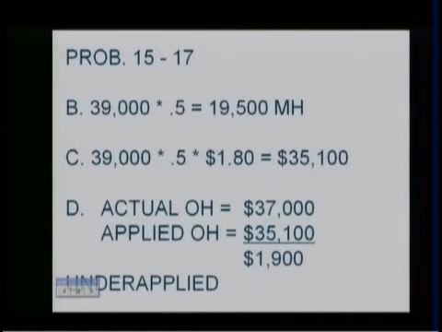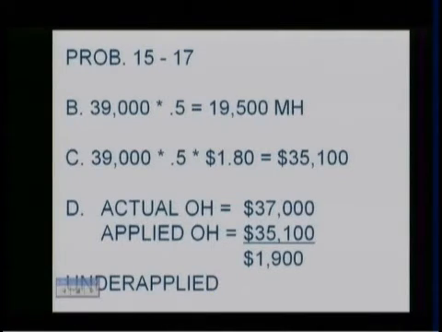Calculate the over or under applied fixed overhead for October. Okay, their actual was 37,000. They applied 35,100. So they had $1,900 of under applied overhead. They didn't apply enough overhead. The reason for that is they produced only 39,000 when they were supposed to produce 40,000.